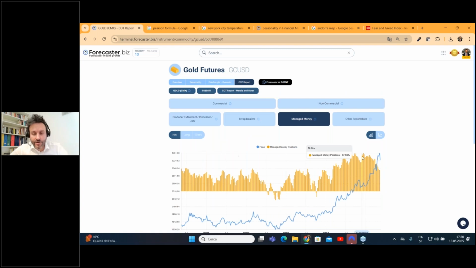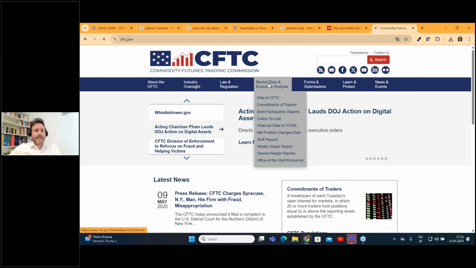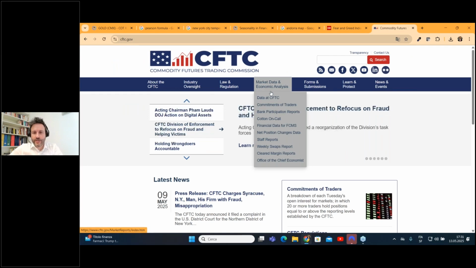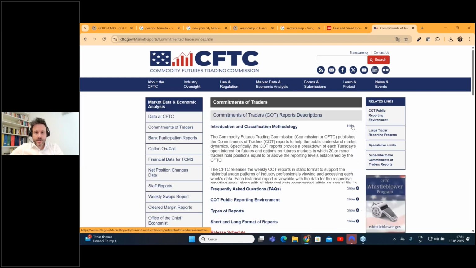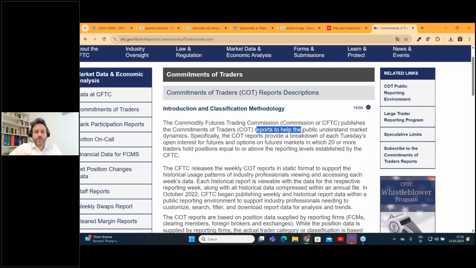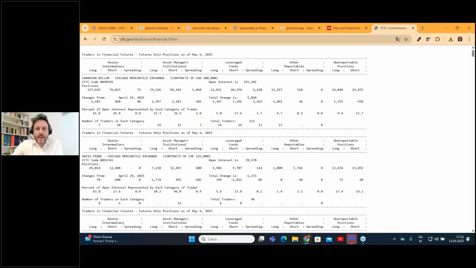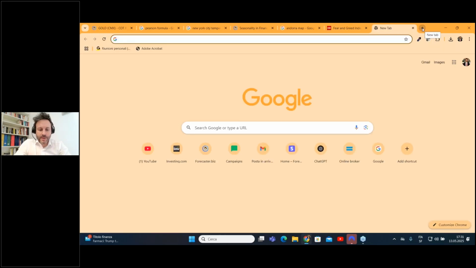Of course, the last layer for the commodities is the COT report. If you don't know what the COT report is, very simple. We can go here to the CFTC website, the Commodity Futures Trading Commission. The COT report is a very interesting report that this commission publishes every week to help the public understand the market dynamics, okay? So it's something you have available only for futures listed at the CME, which is a stock exchange, and you can find this report. Oops, sorry, I closed the page.